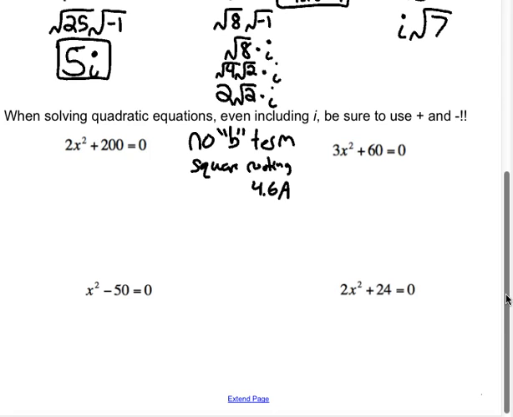So what does it mean if I say I'm square rooting? Well, first of all, it means getting the x squared by itself. So 2x squared equals negative 200. Divide by 2. And now I'm ready to square root this.